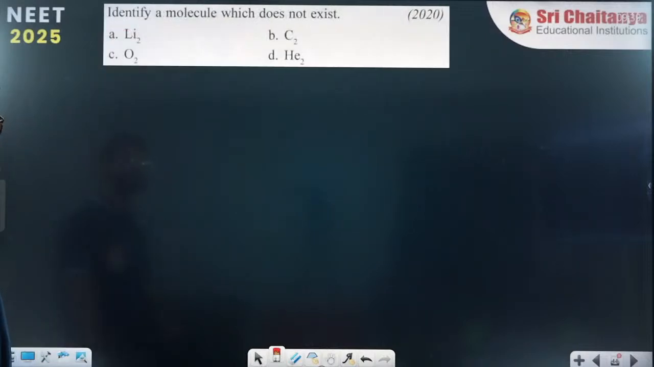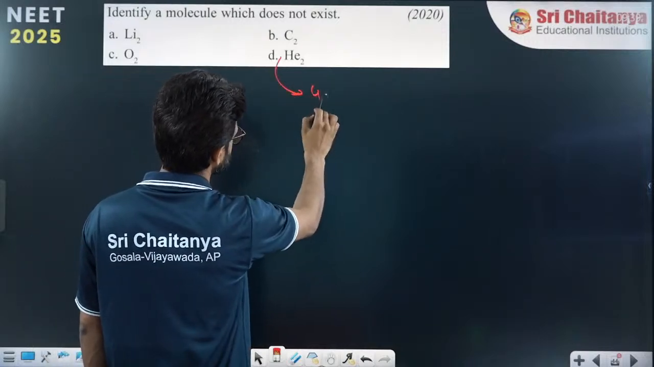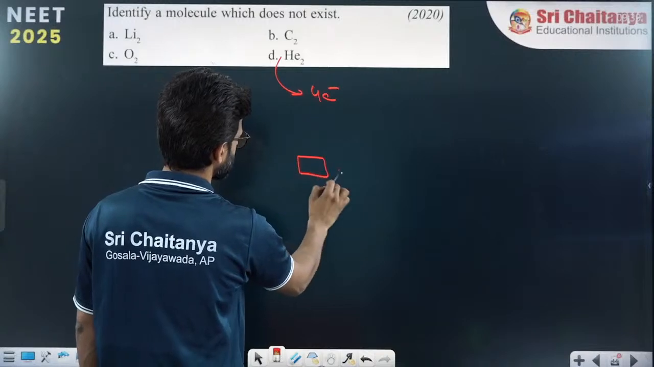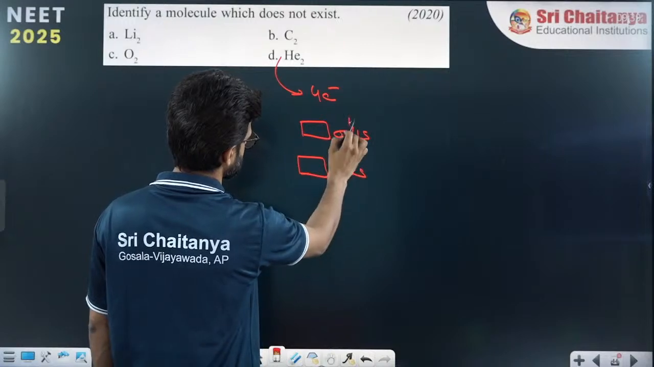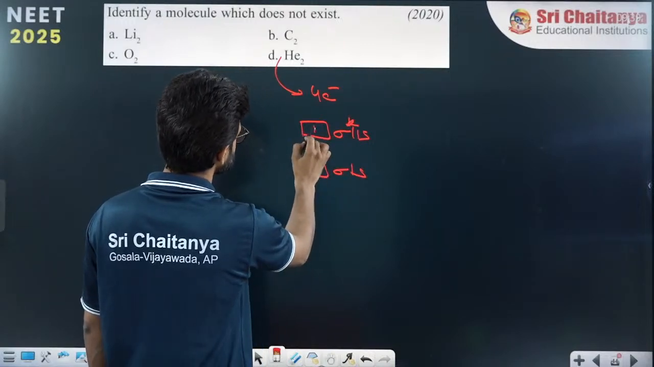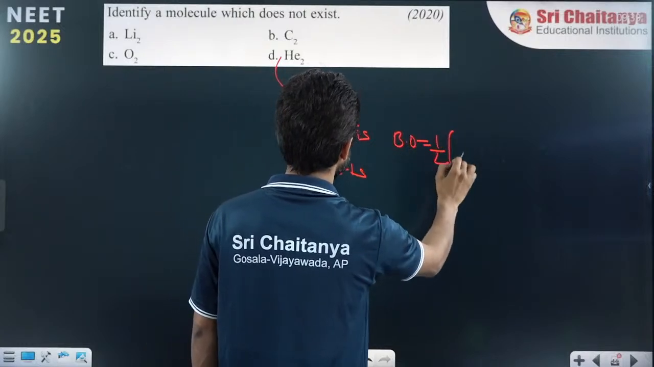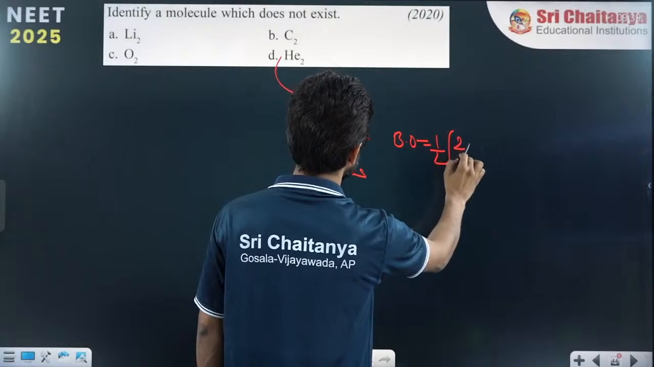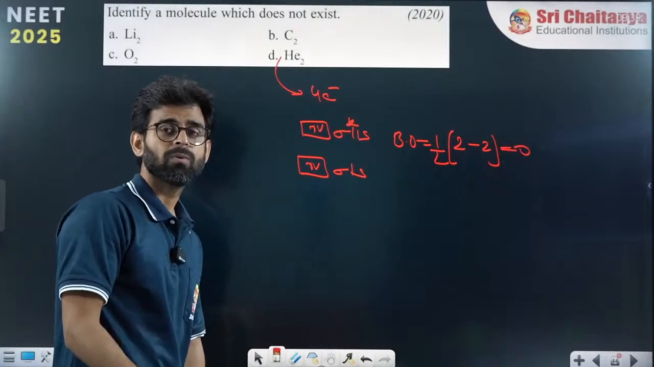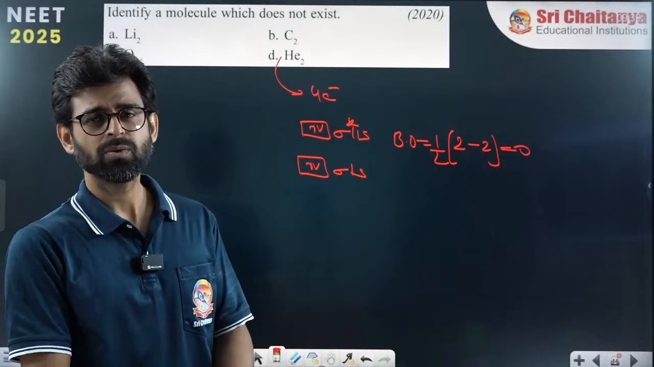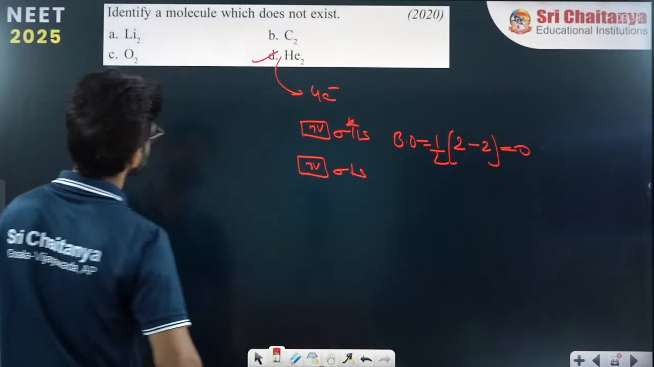Identify a molecule which doesn't exist. If you look at He2, 4 electrons, if you find its bond order, sigma 1s, sigma star 1s. So if you fill here 1, 2, 3, 4, the bond order in this way is coming what? Half of the number of bonding electrons minus the number of anti-bonding electrons, 0. If bond order is 0, the molecule can't exist. Like He2, Be2, and Ne2, bond order 0, so can't exist.